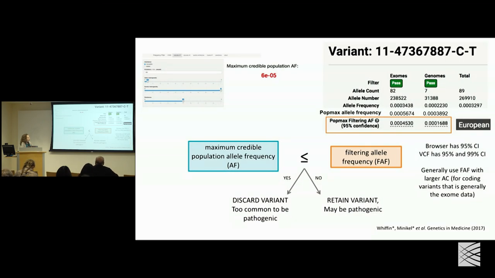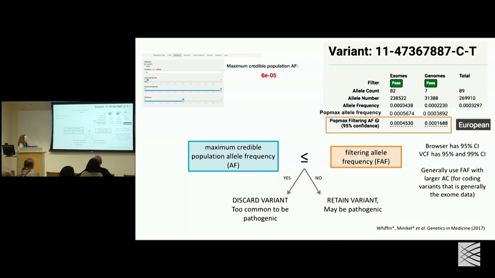On each variant page in gnomAD, we have the popmax filtering allele frequency. We have it separately for exomes and genomes because all of the data is separate. I really would love one number. I generally recommend using the exome data just because there's more exome data, and so generally it's the better thing to use, but I would use whichever has the higher allele count. If you're just going to use one thing, you can do that informatically, or you can just use the exome data. If you hover over it, you'll see which population we're using for the popmax. You can also see it in the table. The browser has the 95% confidence interval level, and the VCF has both 95 and 99, so you can choose which you use.